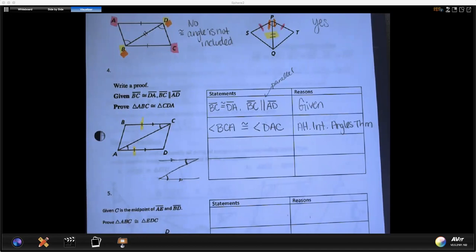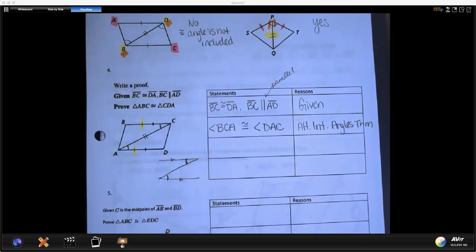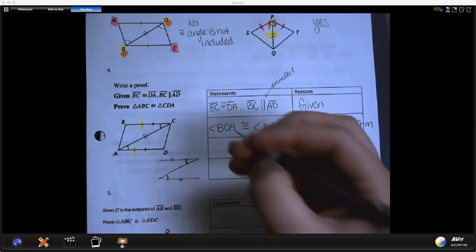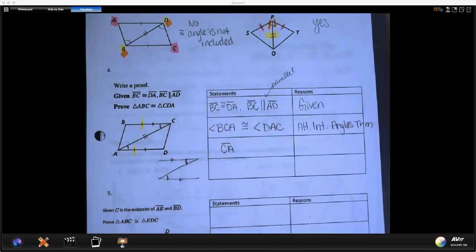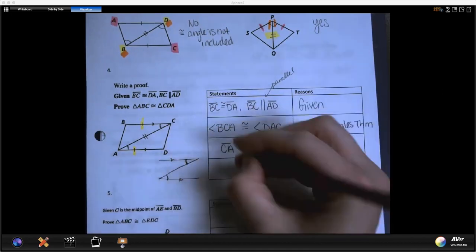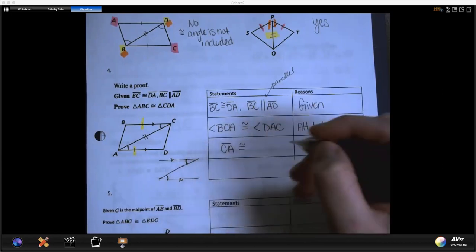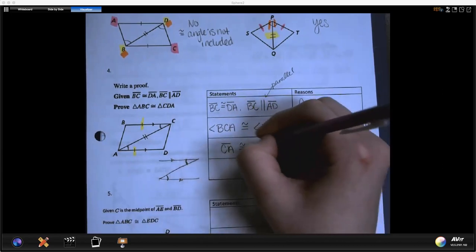Yeah. The line between the two triangles. The line between the two triangles, correct. And how could I label the line between the two triangles? What would I call that? How could I name that segment? CA or AC, either one works. So I can say that CA, what do I know about CA? CA is congruent to, yeah, it's congruent to itself.